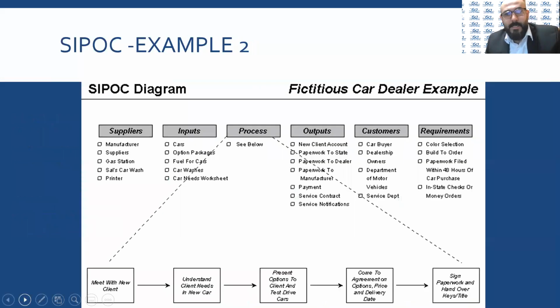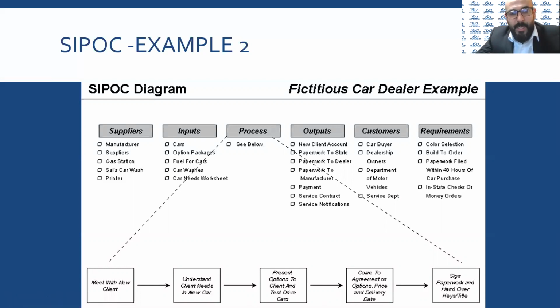All right, here's a SIPOC diagram. For this, we will see the supplier to be manufacturer, suppliers, gas station, sales car wash, and a printer. As the input for this process, we have cars, option package, fuel for cars, car washes, car needs worksheet. As a process, let's take a look at the flow diagram.